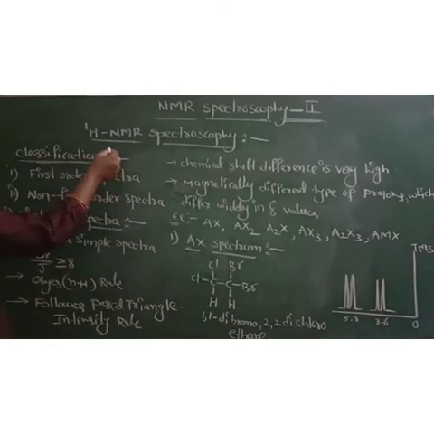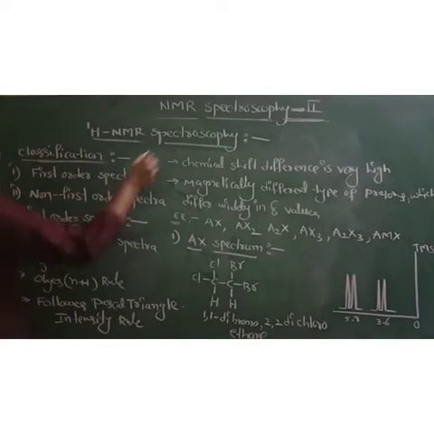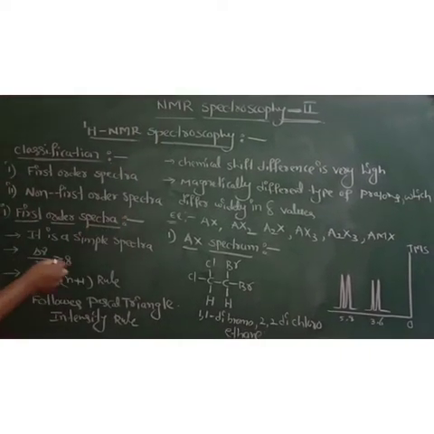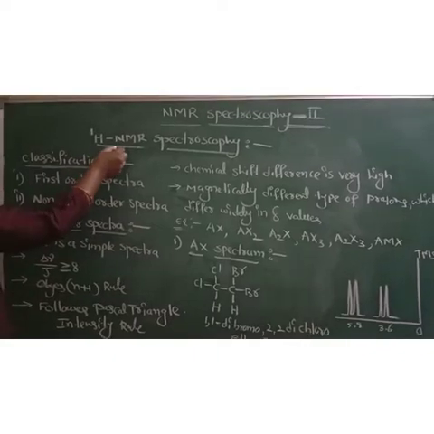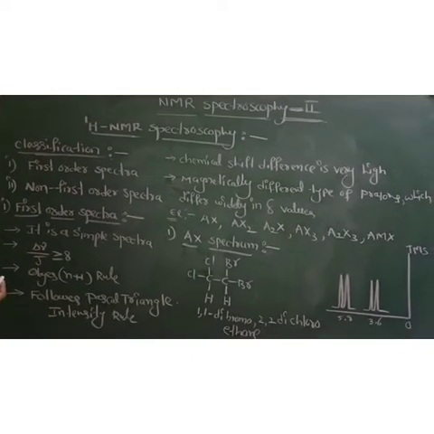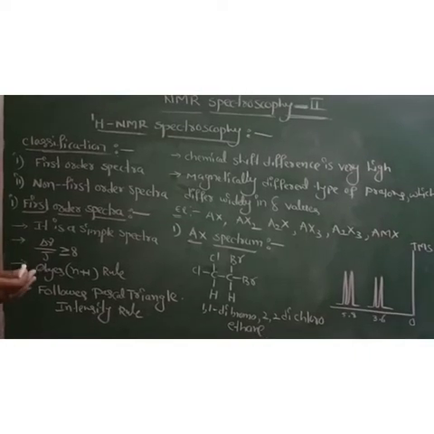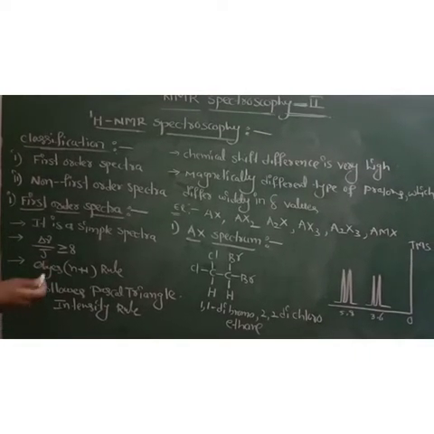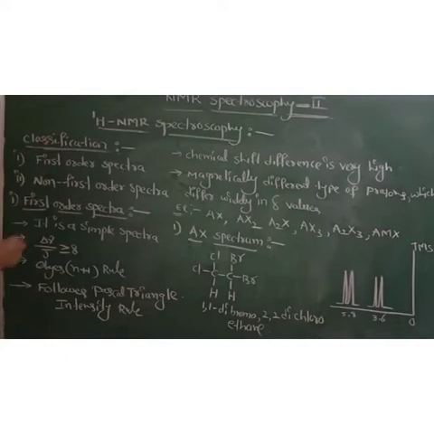Now we are going to explain proton NMR spectroscopy in NMR spectroscopy 2. Proton NMR spectroscopy is used for identification of protons, identification of types of protons, and number of protons. Okay, now let us discuss classification.